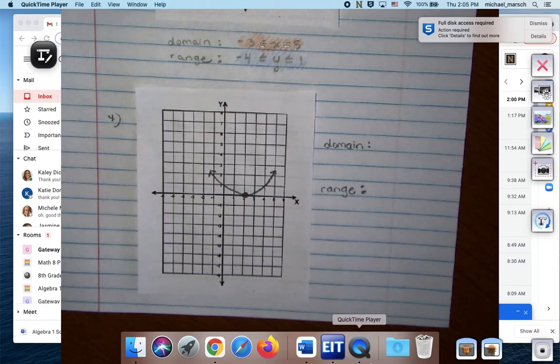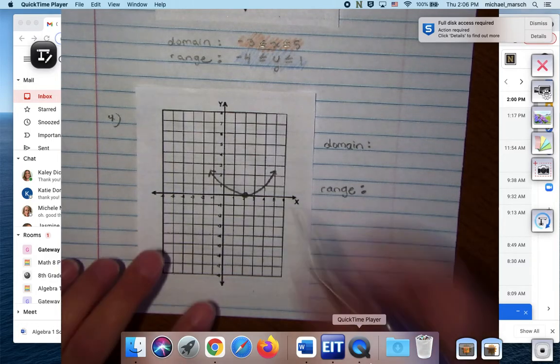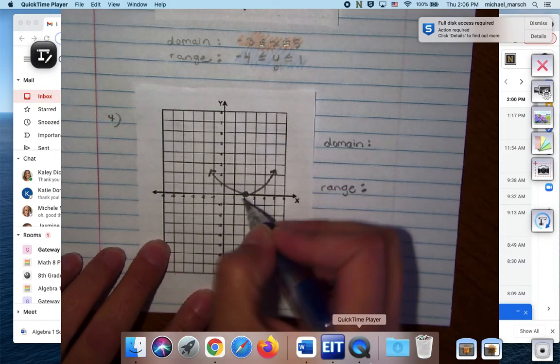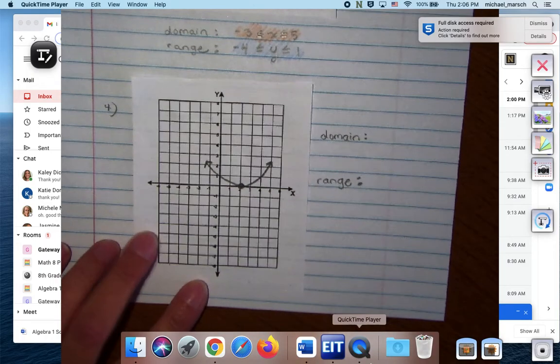So we've got the beginning of a parabola here, which we'll get to towards second semester. Is it okay if it's not perfectly accurate? Mine is not perfect either, so just do the best you can. As long as it looks somewhat similar and you have your arrows at either end and you have a point on the x-axis, we're good.